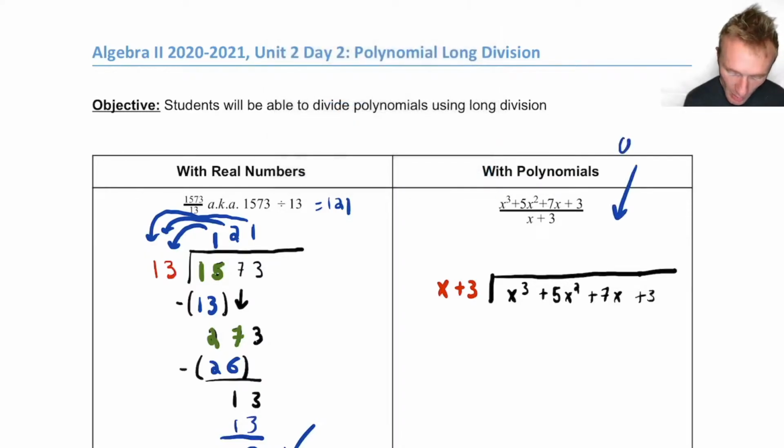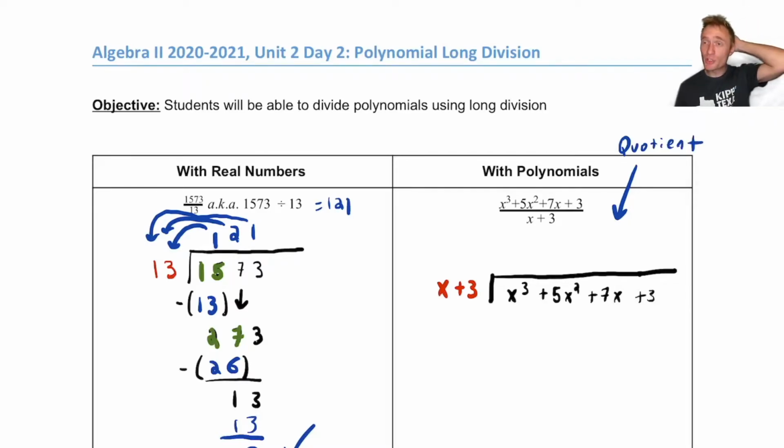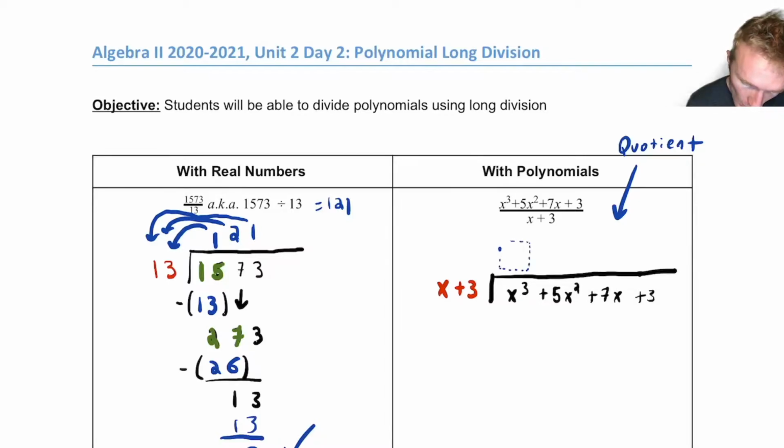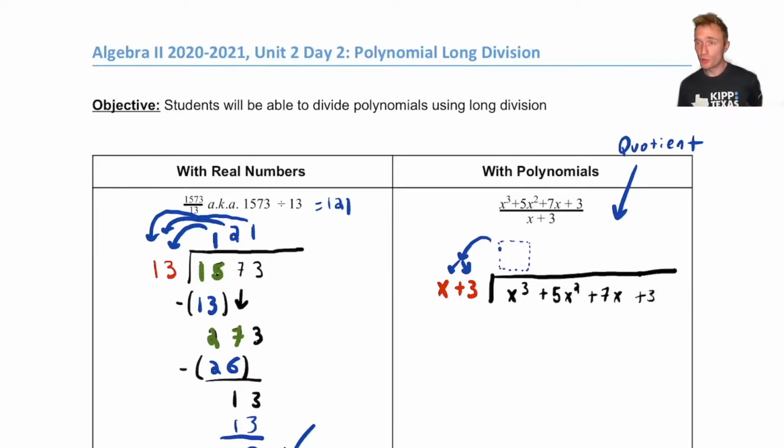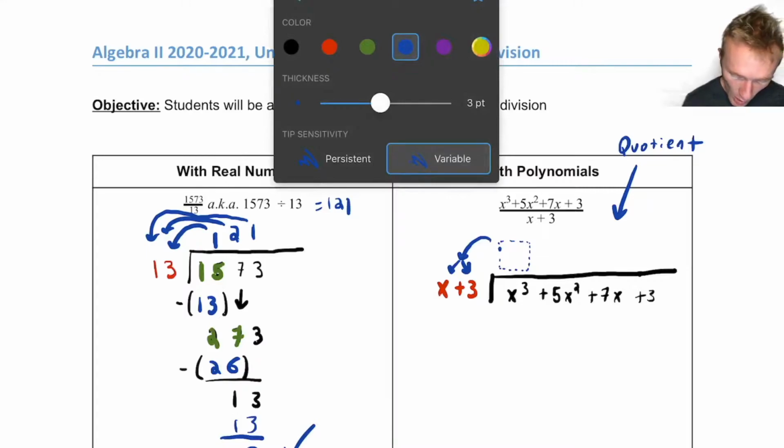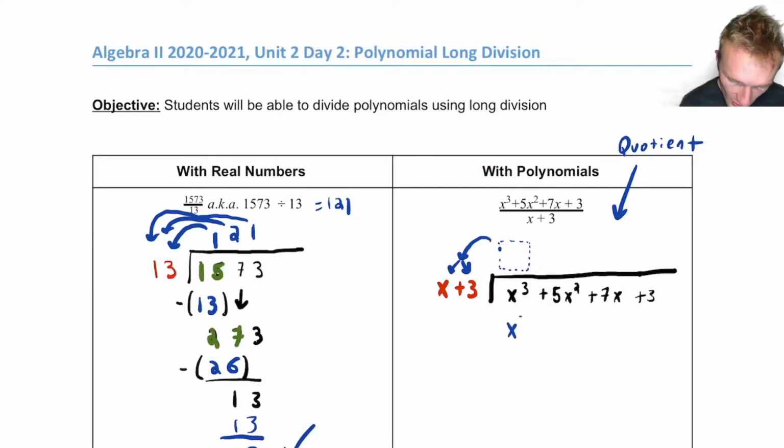That's probably the most important term, so I'll start writing it here. The quotient, or the answer, is going to appear on top, just like 121 was the answer to 1573 divided by 13. We're going to go term by term, and we're going to think about what could I put here so that when I multiply it by x plus 3, meaning multiply it by both the x and the 3 via distribution, what would give me, and you can kind of pre-write these down here if you want, what would give me x to the third? And the answer here is that would be an x squared.